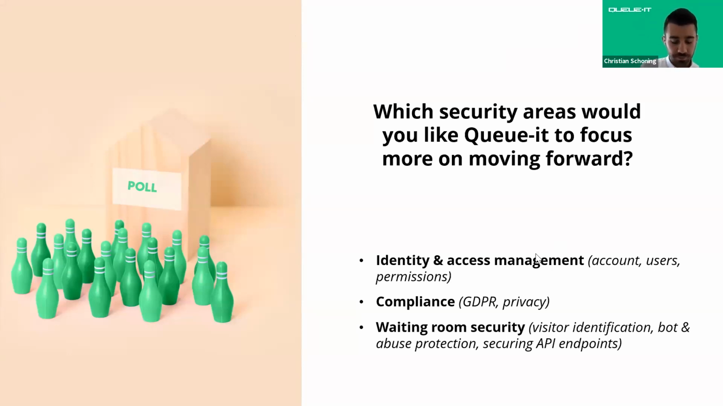Martin has just gone over some features there, and we're curious to get your feedback to help us shape the future of where we focus on the product. So which security areas would you like Queue-it to focus more on moving forward? We have the three options there along with an other. If you put other, feel free to write what in the chat.